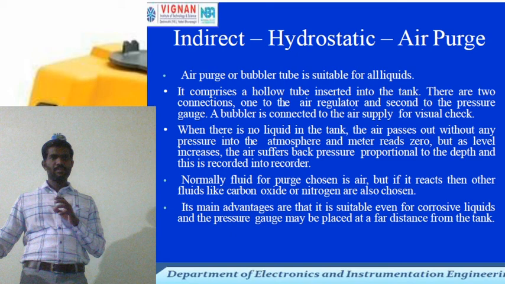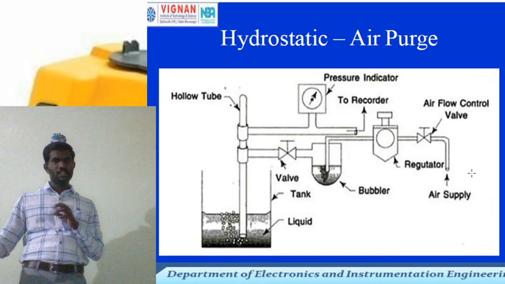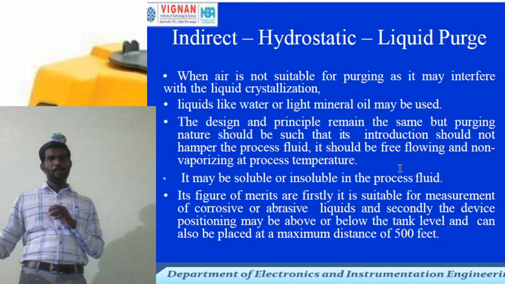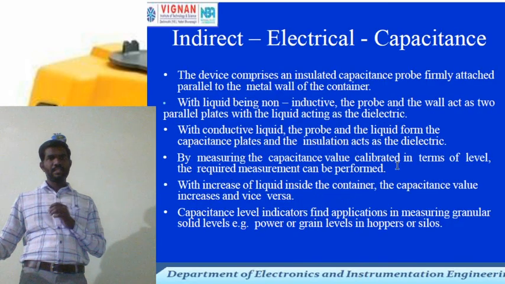So here this is the construction or block diagram of this air purge. The tank liquid level is going to increase or decrease. A hollow tube will be placed there, and the pressure indicator will indicate the level which is to be recorded. The air flow is controlled by the valve, and the air supply is given from this direction. Okay, then liquid purge. Liquid purge is also the same as air purge. We will see this type of method in the next class also.